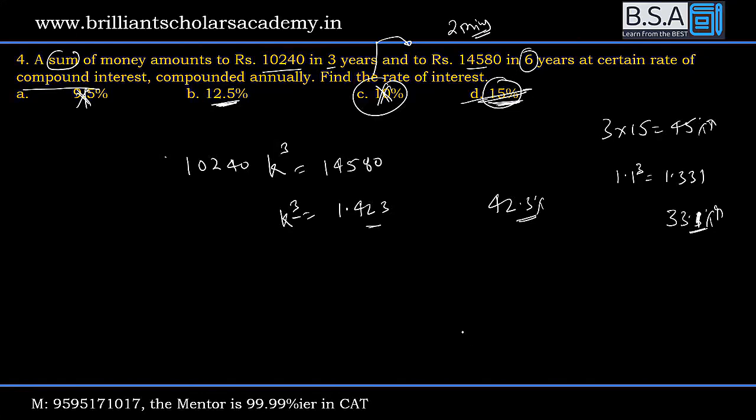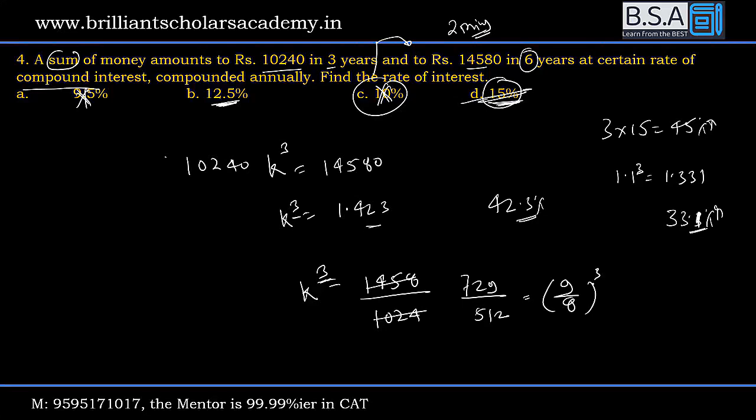The other way to approach the problem would have been k cube is equal to 1458 divided by 1024. If you pay close attention, if I cancel 2 from both, that is 729 by 512. What is this the cube of? This is the cube of 9 upon 8. So what is 9 upon 8? It is 1 extra on 8, which is 12.5% growth every year.